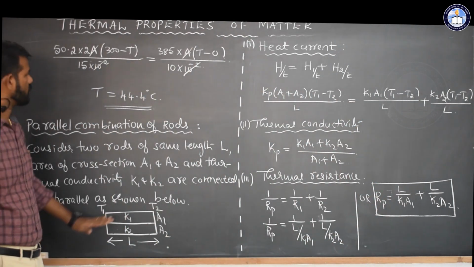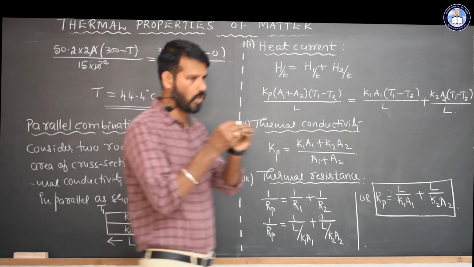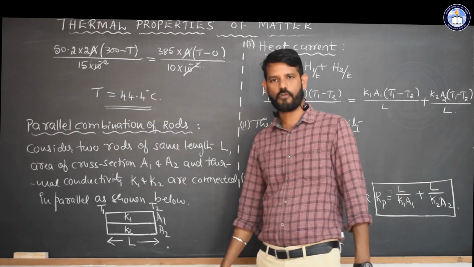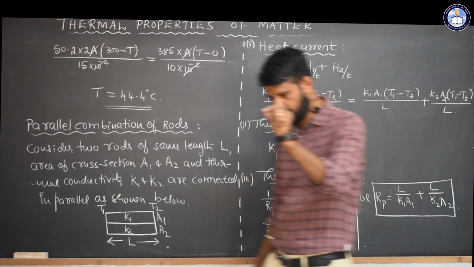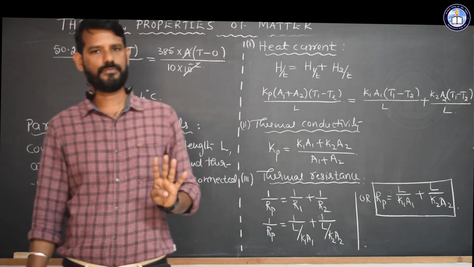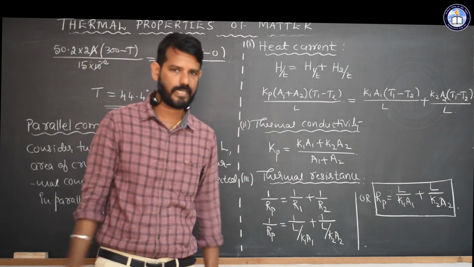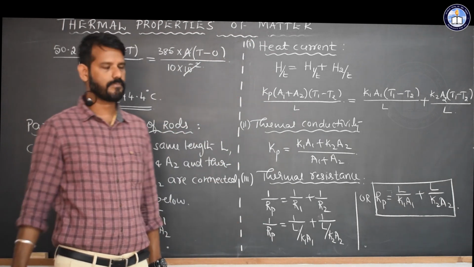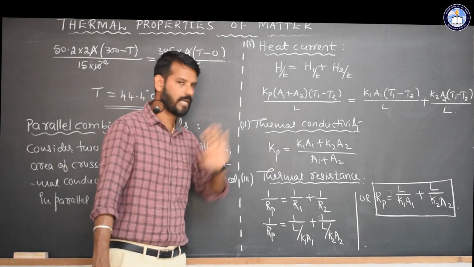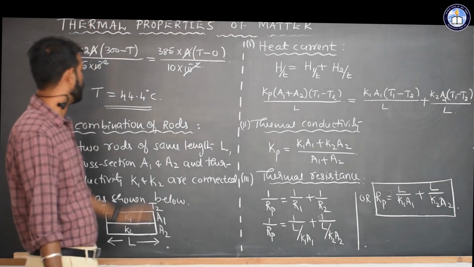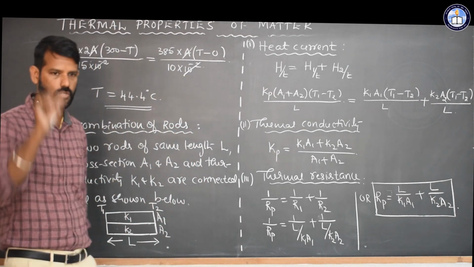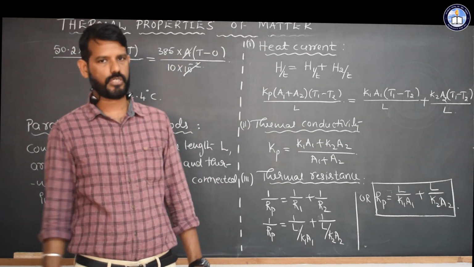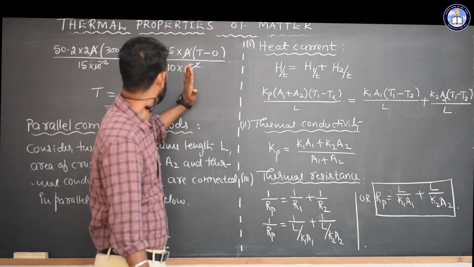So this is the concept here: series combination of rods and parallel combination of rods. In series and parallel combinations of rods, you can calculate the heat current. Rate of heat flow is called heat current, and then you can calculate the thermal conductivity in both the cases. Also you can calculate the thermal resistance. And in series combination you can also calculate one more extra point, that is called the temperature of interface or interface temperature. So this is the concept of conduction.